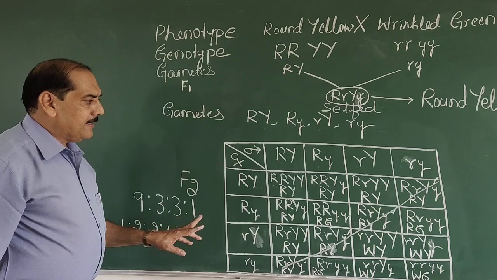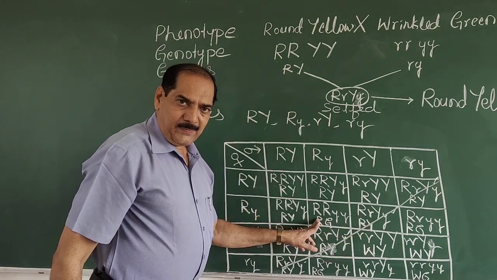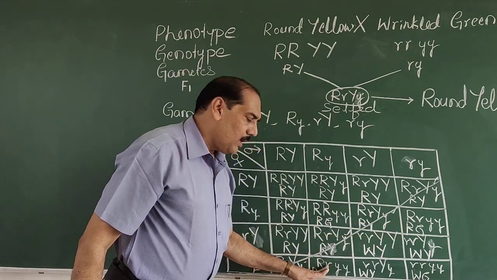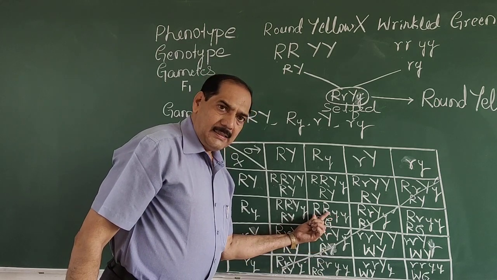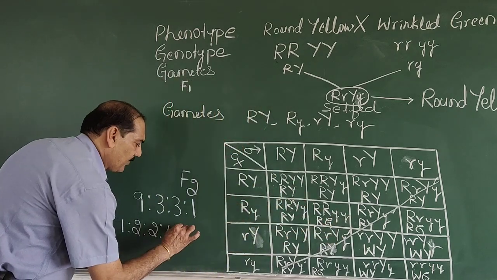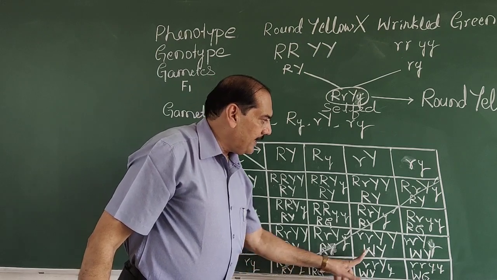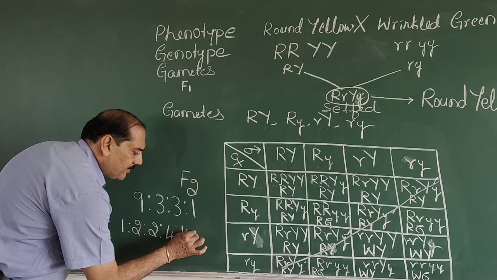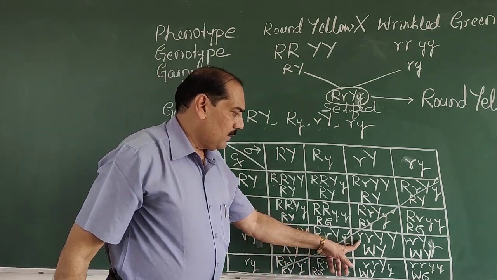Next, in that round green, how many round green? 3 round green. Do all have the same genotypes? No. It has 2 dominant in shape, 2 recessive in color. How many? Only 1. Next 2 are the same. In shape 1 dominant, 1 recessive. Rest of the 3 are recessive 2.